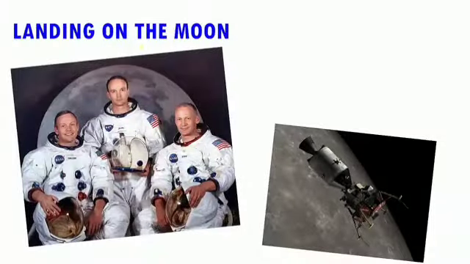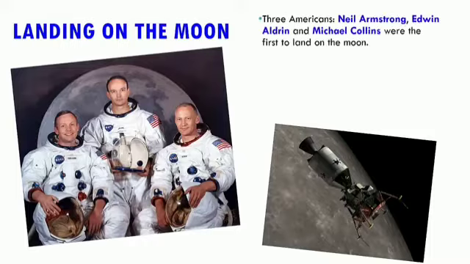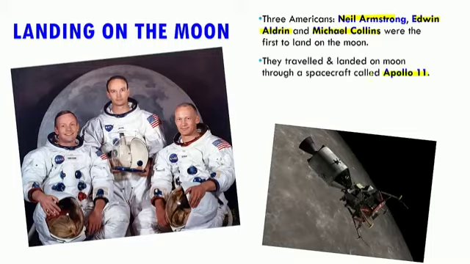Now let's talk about some very important people who actually set foot on the moon. There were three Americans named Neil Armstrong, Edwin Aldrin and Michael Collins who were the first people to land on the moon. These were the three men who landed on the moon. They traveled and landed on the moon on a spacecraft called Apollo 11, and this is Apollo 11.